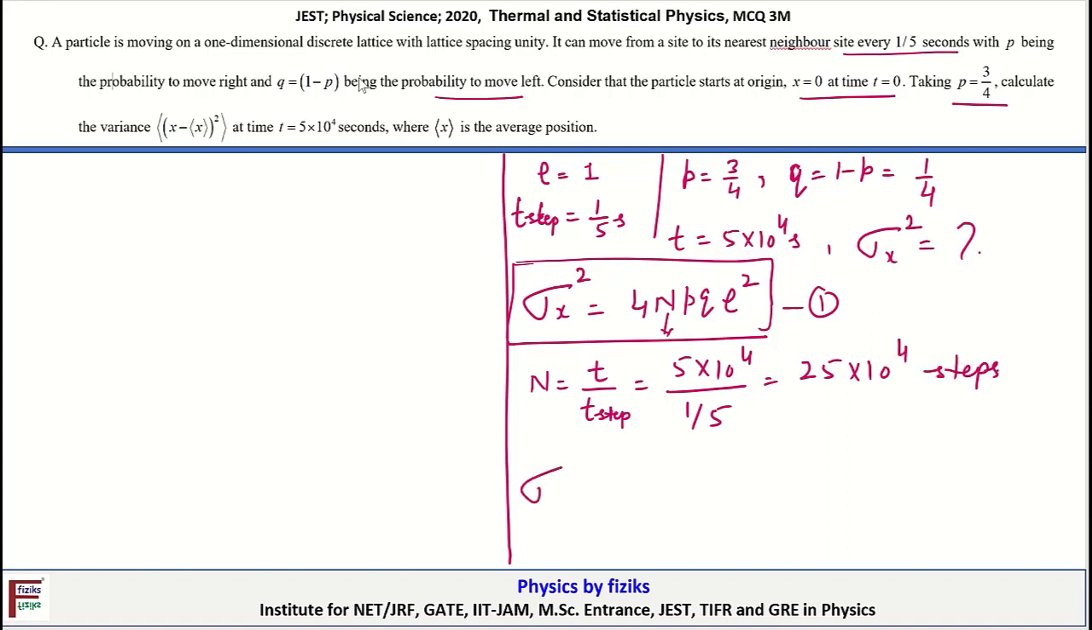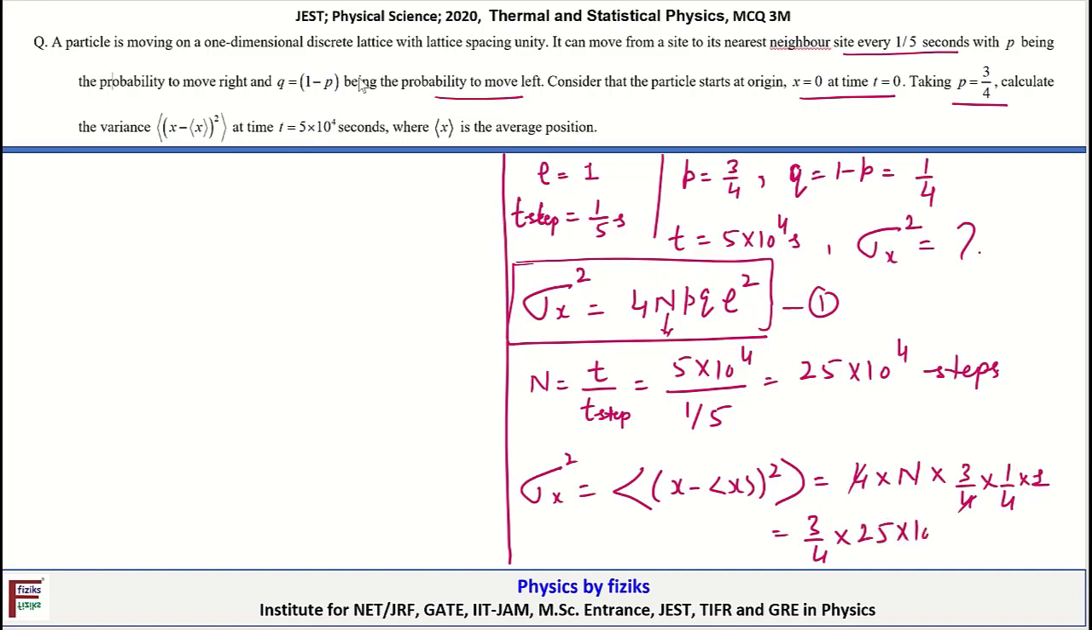Therefore the variance, sigma x square, which is the average of (x minus mod x) whole square, is equal to 4 multiplied by N and then multiplied by p into q. So that is 3 by 4 into 1 by 4, and L is equal to unity. So this will cancel, and this is equal to 3 by 4 multiplied by the value of N, which is 25 into 10 power 4. So whatever number we get, that is our answer. So that's the variance, basically.